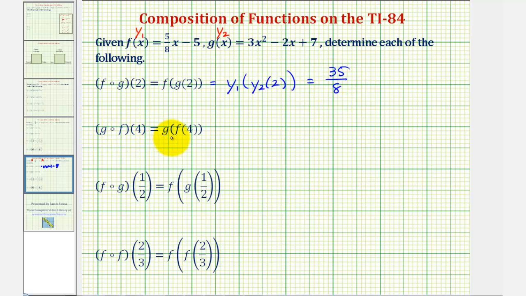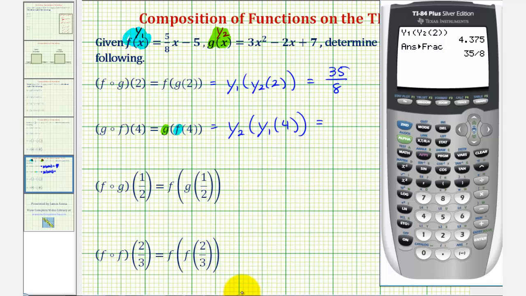Next we have g of f of 4, and again we can't forget that f of x equals y sub 1 and g of x equals y sub 2. So here we would have y sub 2 of y sub 1 of 4. It is important that we pay close attention to the order of composition. Notice here y sub 2 or g of x is the outer function and y sub 1 or f of x is the inner function.